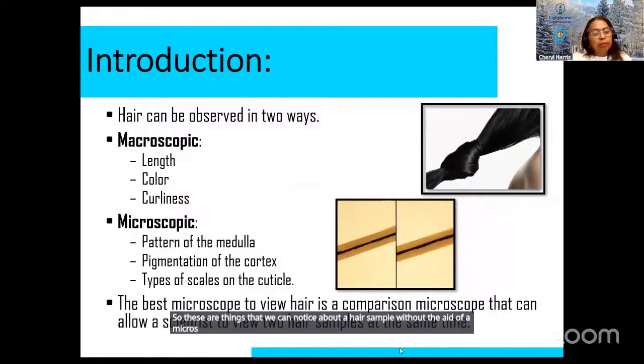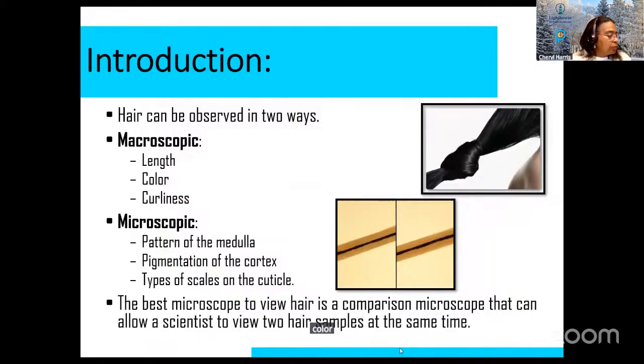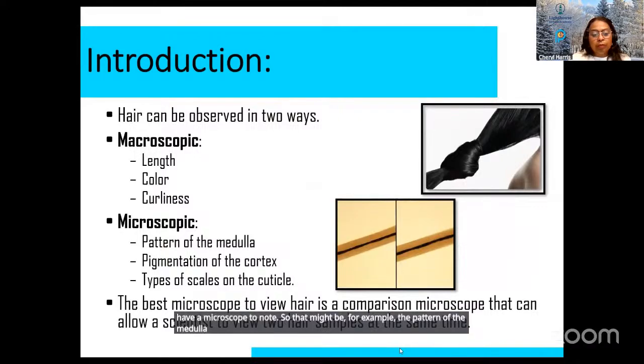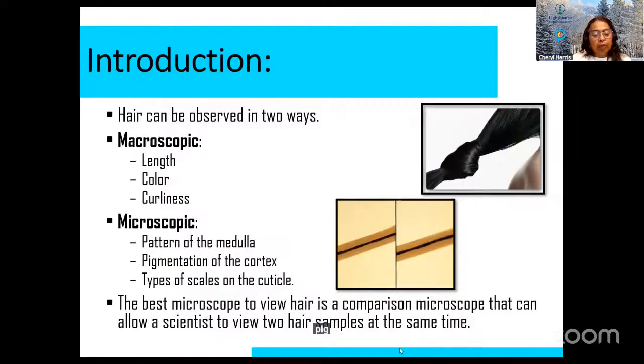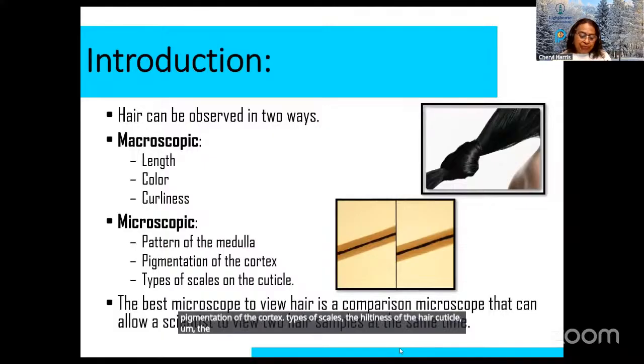So things like length, color, curliness, texture, those are all macroscopic properties. Microscopic properties are going to be things that we have to have a microscope to note. That might be, for example, the pattern of the medulla, which we'll talk about in just a second, pigmentation of the cortex, types of scales, the healthiness of the hair cuticle, the growth of the hair cuticle. All of those things are microscopic properties that we would have to have a microscope for.